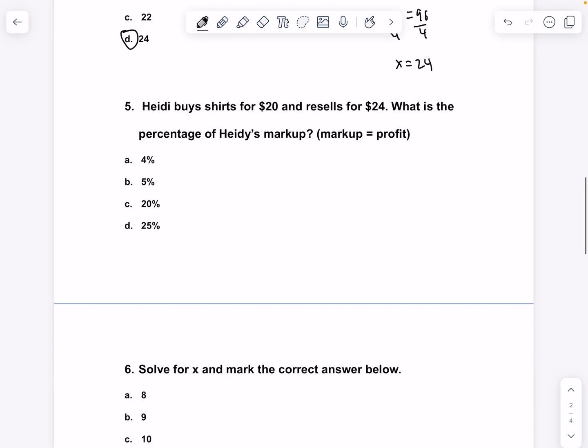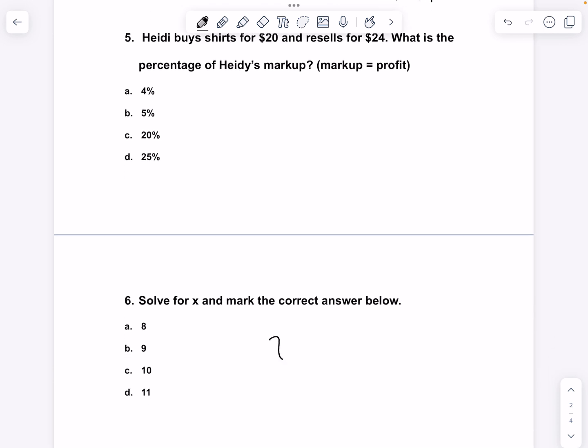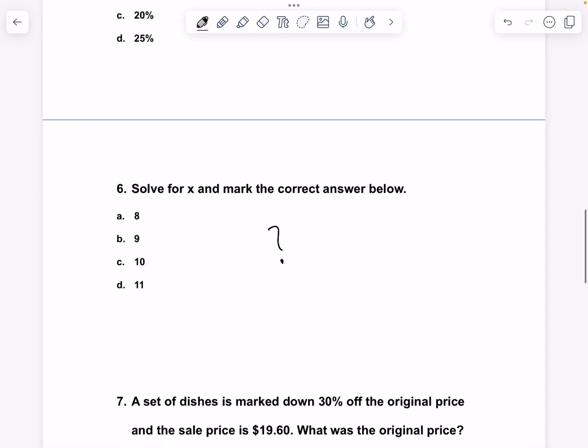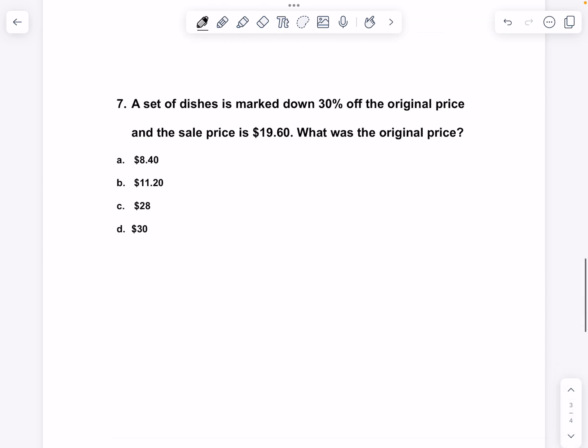We'll move on to the next section, and this question is unsolvable, by the way, because there's no problem. Number 7, it says a set of dishes is marked down 30% off the original price, and the sale price, so the 30% off price, is $19.60. What was the original price?